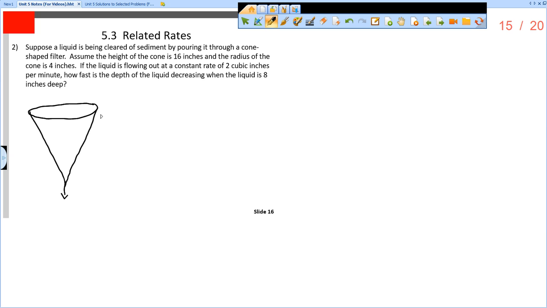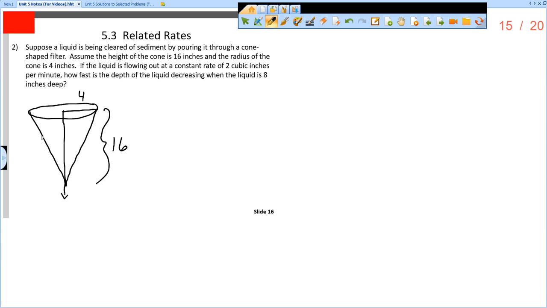All right, so you're told that the height of the cone is 16 inches, right? So that's the overall height of the cone, 16. I'm labeling it with a number because that is not changing. The radius of the cone is 4 inches, but remember that would mean that the diameter is 8. So just to keep that in mind. All right, so now we draw this altitude line here.